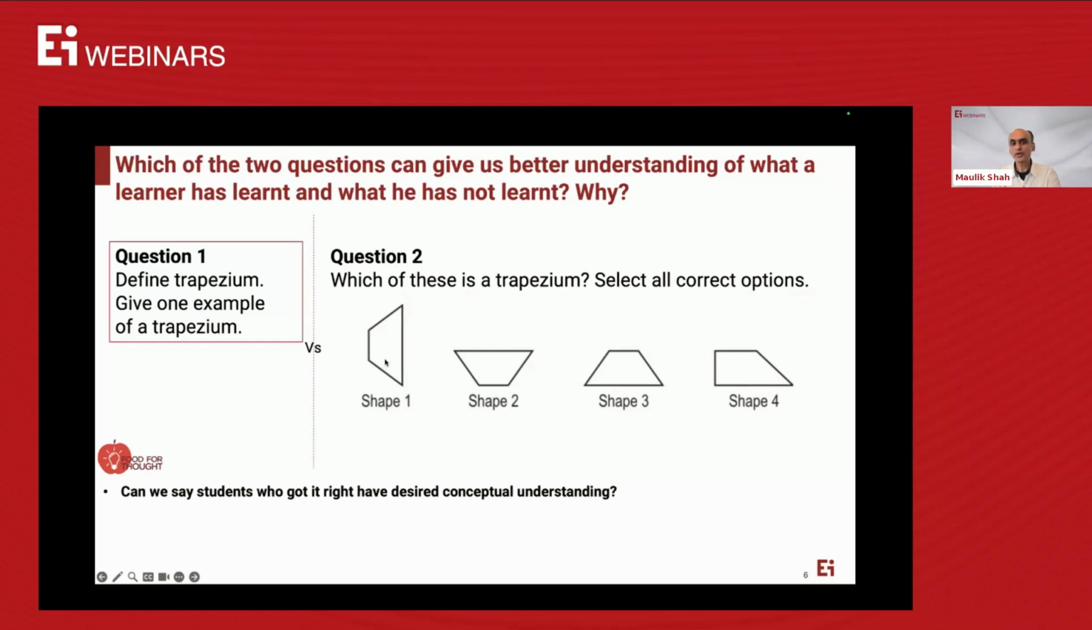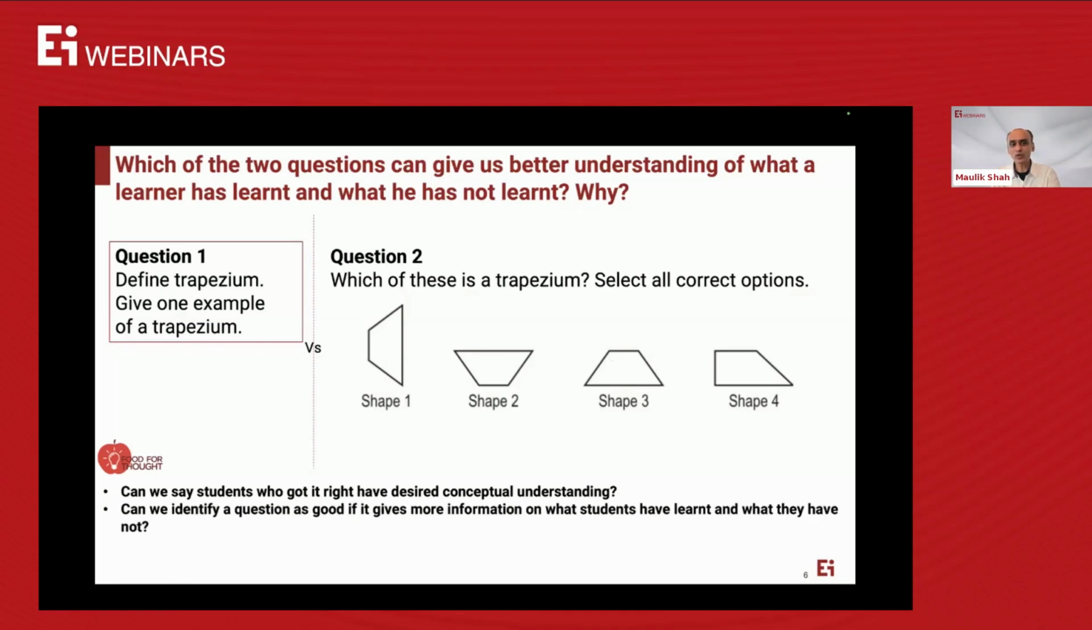Can we say students who got it right have the desired conceptual understanding? Indeed so, because they are recognizing shapes based on their properties and not the mental image of a shape. That is what is expected of them in higher grades. This question is from grade 8.